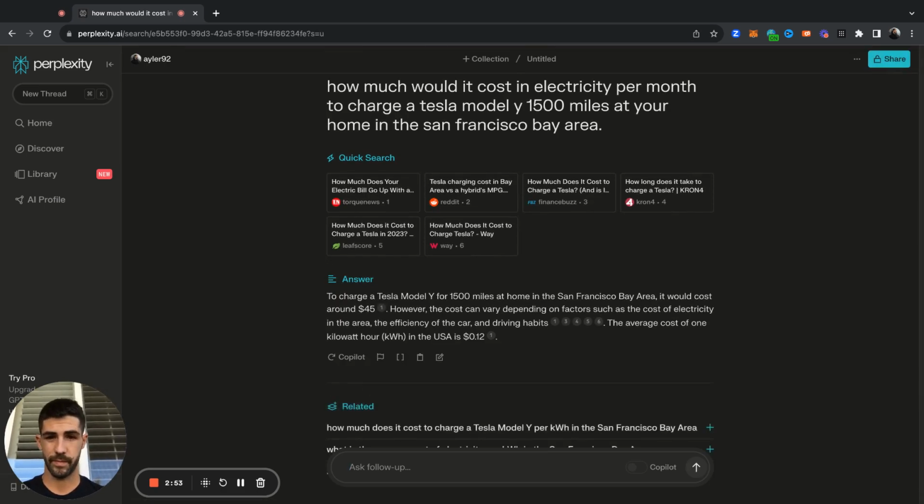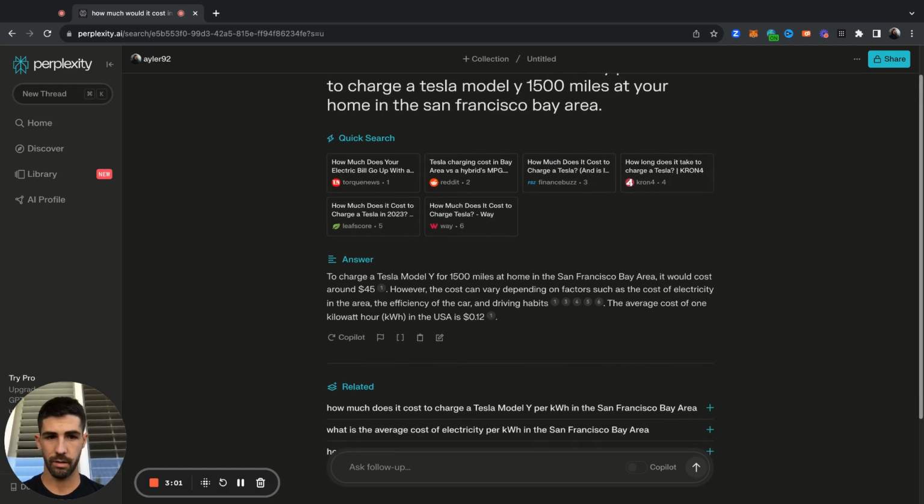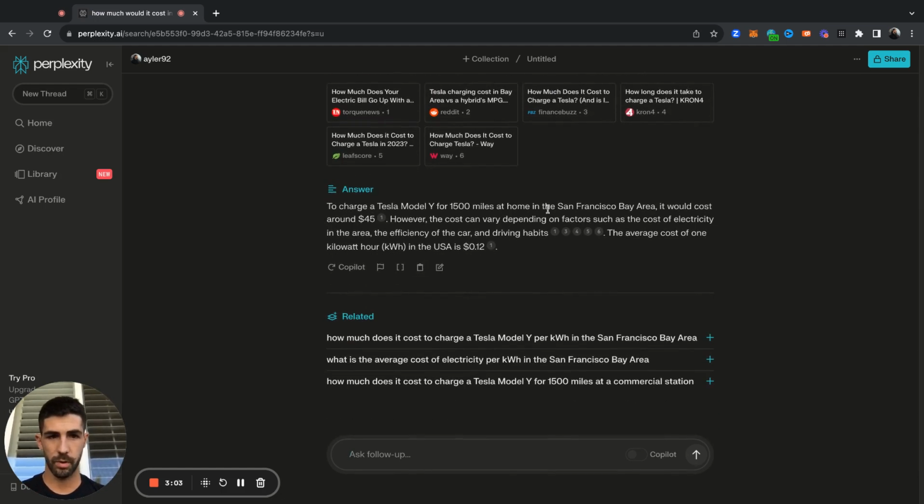Let's see. Okay, so you can see on the quick search, it took all of these sources, condensed it all, and to charge it would cost around $45. However, the cost can vary based on the average cost per kilowatt hour. Okay.